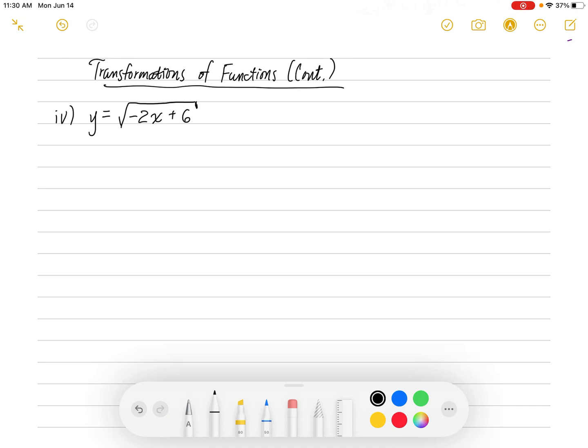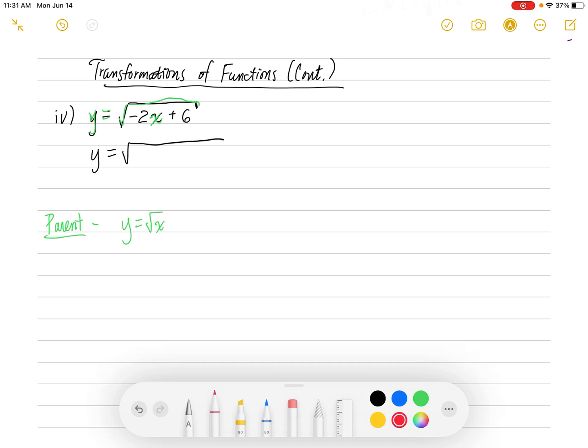So anytime you see a problem like this, where you have something inside of the house, so under the radical, let's look at the parent. The parent is going to be y equals the square root of x. That's the parent function, the square root function. But under the radical is inside of the function, or inside of the house. If you have a number out in front of the x, which we do, a -2, and then another number that's added or subtracted, you're going to have to factor.